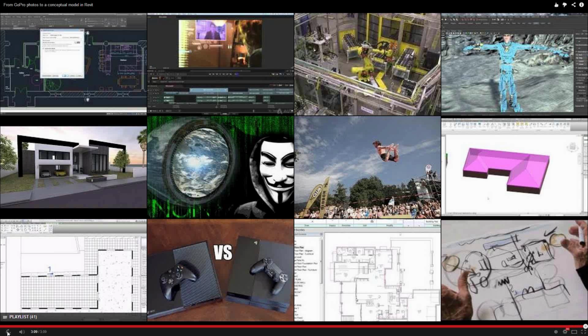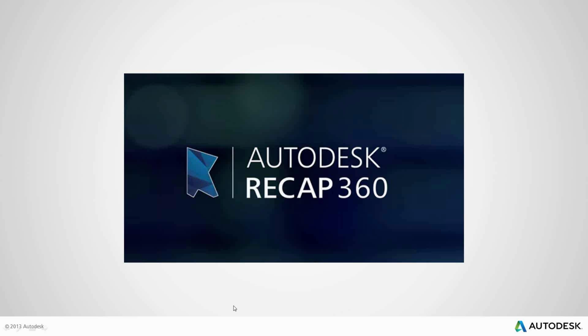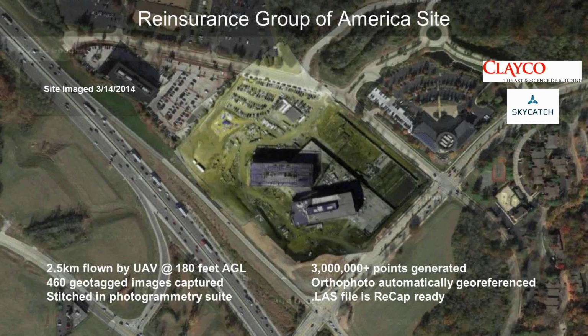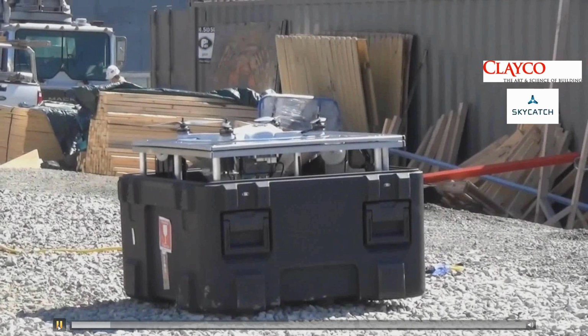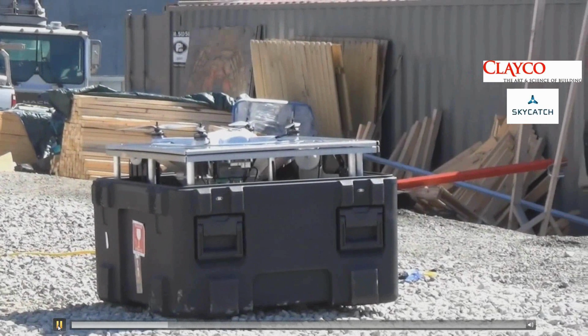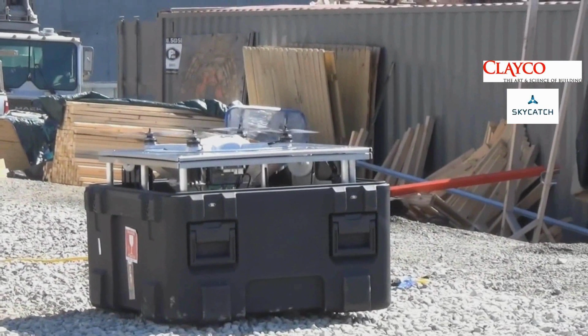Okay, let me come back to the slide deck. This is another example made by this company called ScaleCatch for their customer called Clayco. ScaleCatch is a San Francisco-based startup, very interesting, developing specific UAV solutions. They do autonomous drones to fly over construction sites. So here you see the drone. It comes with a case, and the case will make it fully autonomous.